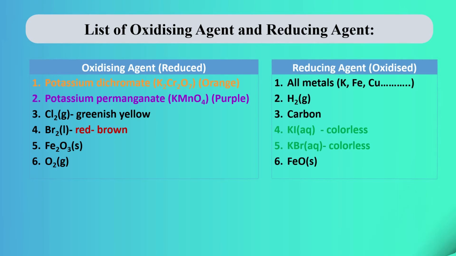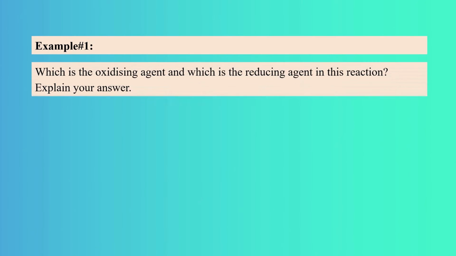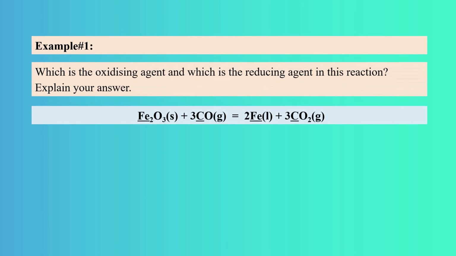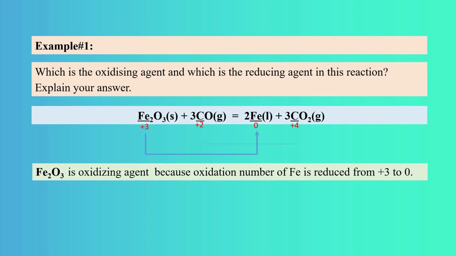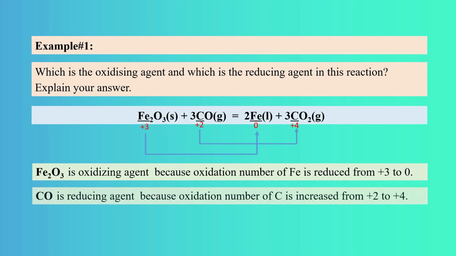One example: in this reaction, we have to find the oxidizing agent and reducing agent. The first duty is to find the oxidation number. Oxidation number of Fe is +3, carbon in carbon monoxide is +2, iron is 0, carbon in carbon dioxide is +4. From here, Fe2O3 is the oxidizing agent because oxidation number decreases. CO is the reducing agent because oxidation number increases.